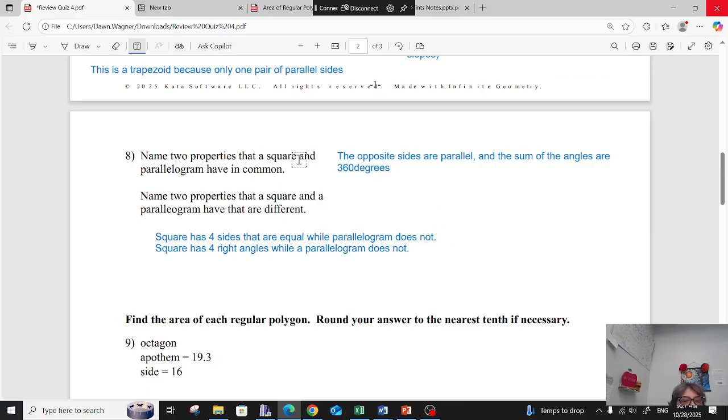Okay, this is 4 points. 2 points each. Basically, one for each one of those because you're doing 4. 2 same, 2 different, 4 points.